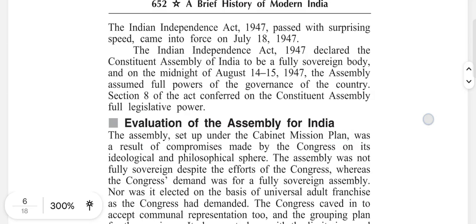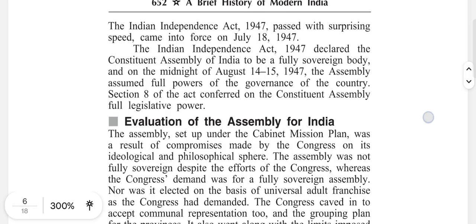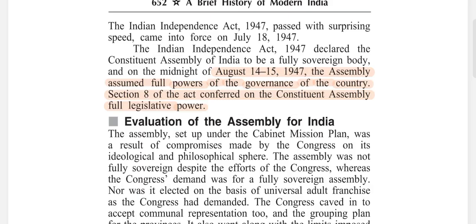The Indian Independence Act, 1947, passed with surprising speed, came into force on July 18, 1947. The Indian Independence Act, 1947, declared the Constituent Assembly of India to be a fully sovereign body. And on the midnight of August 15, 1947, the Assembly assumed full powers of the governance of the country. Section 8 of the Act conferred on the Constituent Assembly full legislative power.